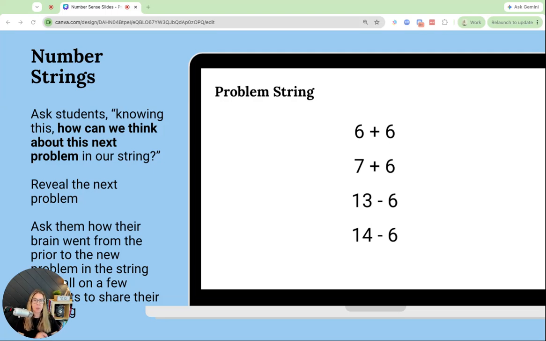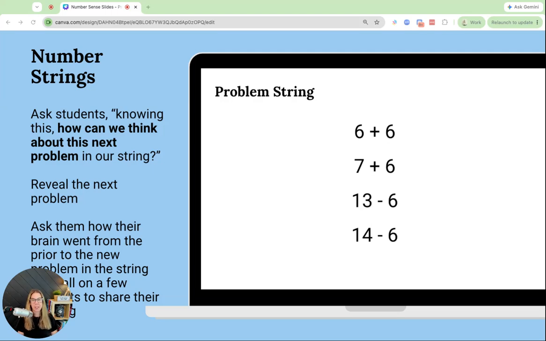Reveal that next problem. So if I knew that 13 minus 6 was 7, and I know that 14 is 1 more than 13, then 14 minus 6 must be 8. And ask them how their brain went from the prior problem in the string to the new problem in the string. Call in a few students to share their thinking, right? So they might do, because the goal is for them to start seeing the relationship between the numbers. And that's why I love problem strings, because it calls out those intentional relationships between the numbers.